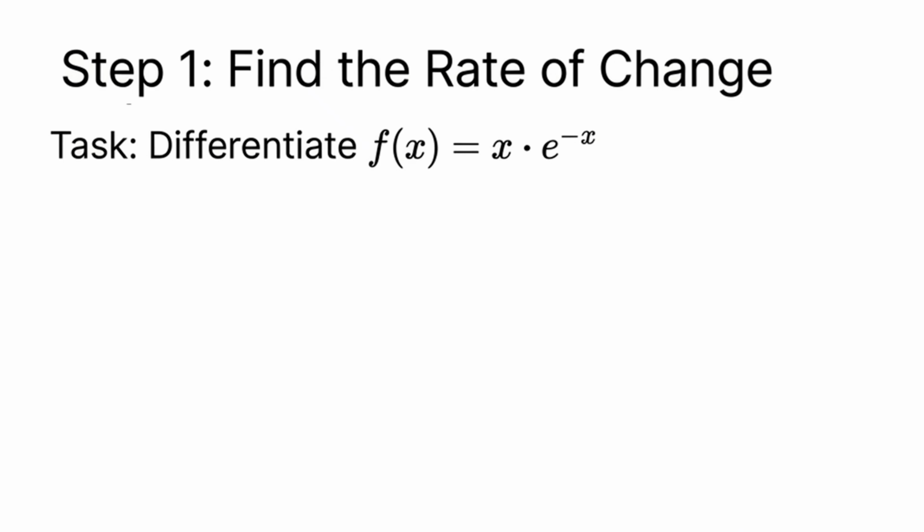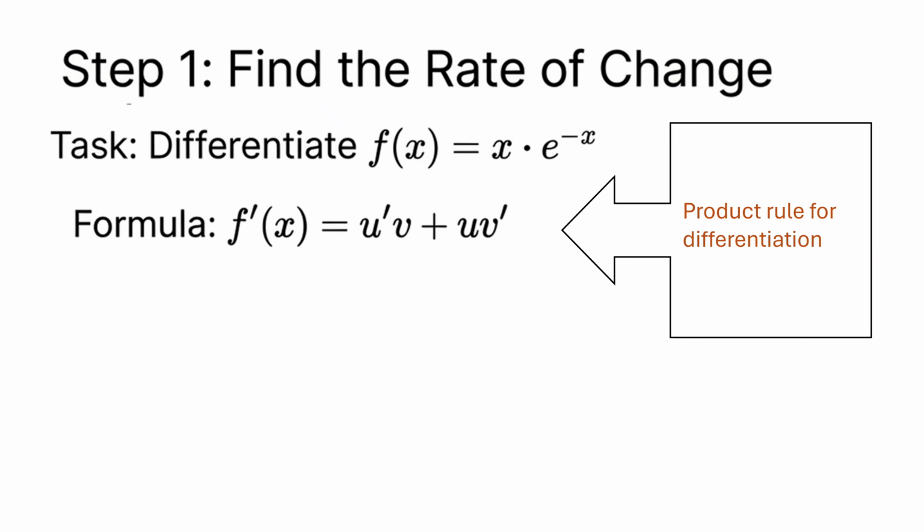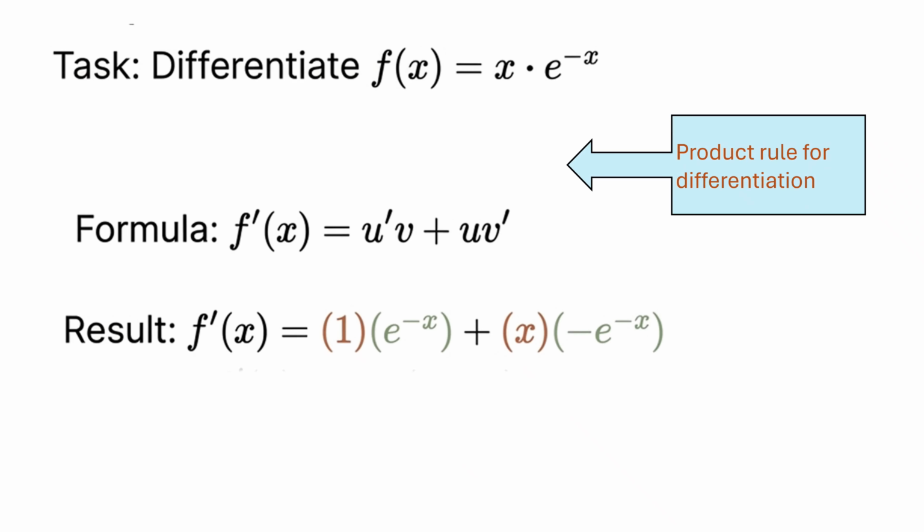Let's dive into step 1, finding the rate of change. Our population model is f(x), which is a product of two terms, x and a negative exponential. To differentiate this, we have two different terms multiplied together, so we need the product rule of differentiation. We set u equals x and v equals the exponential function. The derivative of x is just 1, but the derivative of the negative exponential is negative times the negative exponential. Using the product rule and putting it all together, we get our final derivative f'(x).